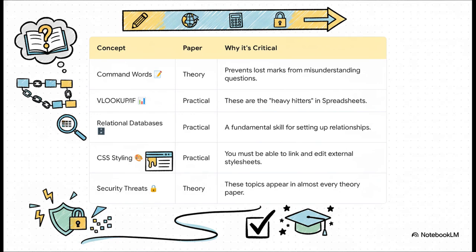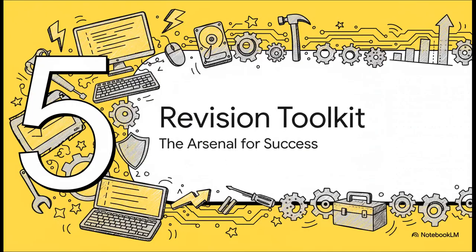So, really, the takeaway is simple. Focus your revision on these high-impact areas. Think of this table as your cheat sheet. Master command words, VLOOKUP, and databases. Know your CSS. And please, be ready for security threats. They show up on nearly every single theory paper. Okay, we've identified the challenges. Now let's build your arsenal for success with the ultimate revision toolkit.